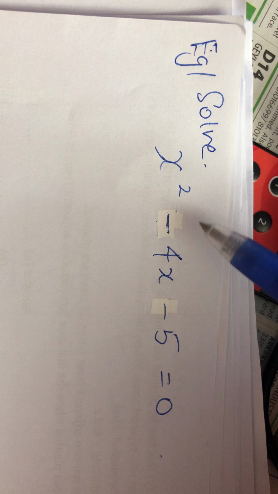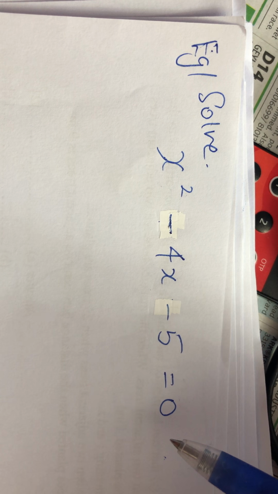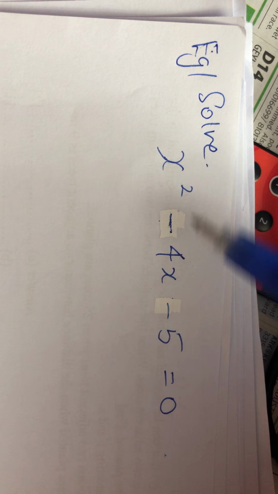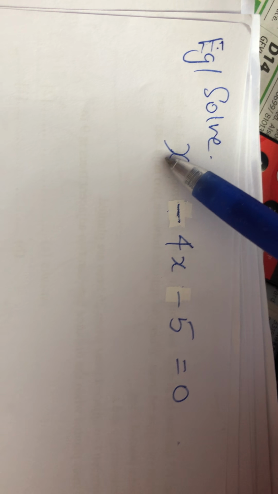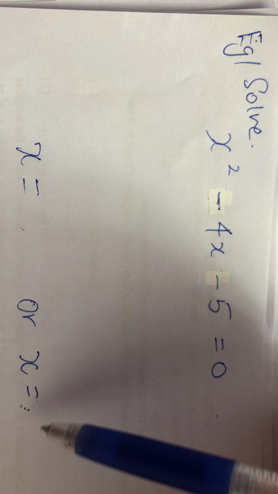Now let's look at example one. Solve x squared minus 4x minus 5 equals 0. Now what is the meaning of solve? Solve means finding the value of the unknown. So the unknown here is x, which means that at the end of the day, you need to find out what x is equal to.